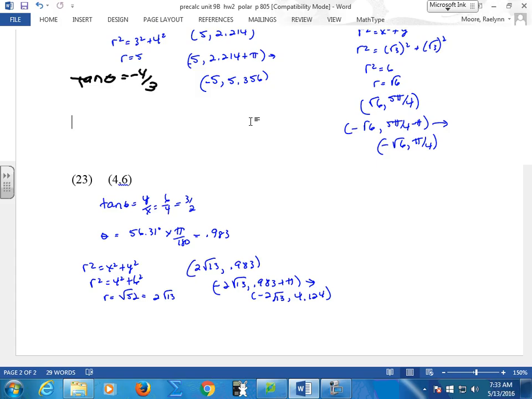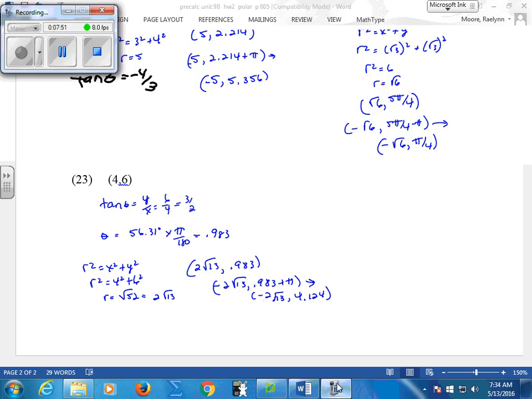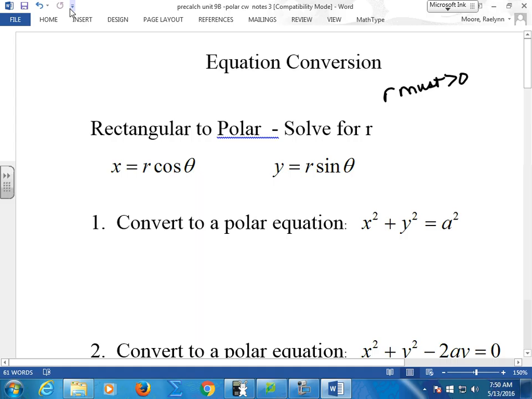I can't do this: if I asked you for another angle, I can't add pi to something that's in degrees. I have to add pi to something that's in radians. But if you kind of get the concept, yes.